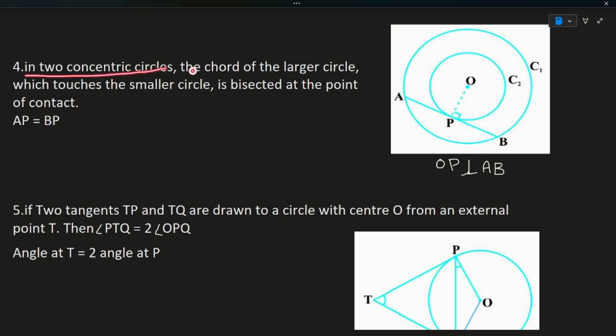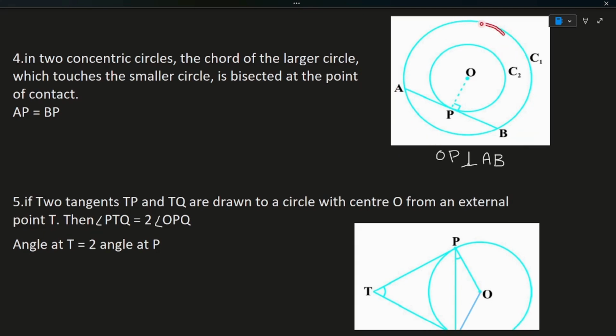In two concentric circles, the chord of the larger circle which touches the smaller circle is bisected at the point of contact. Simply, concentric circles means the smaller circle lies inside the larger circle exactly at the middle. For example, let us imagine a circle C1. So this is the larger circle. I will draw a chord AB to the larger circle. Also, this chord became tangent to the smaller circle. In this kind of situation, this chord of the larger circle is perpendicular to the radius of the smaller circle.